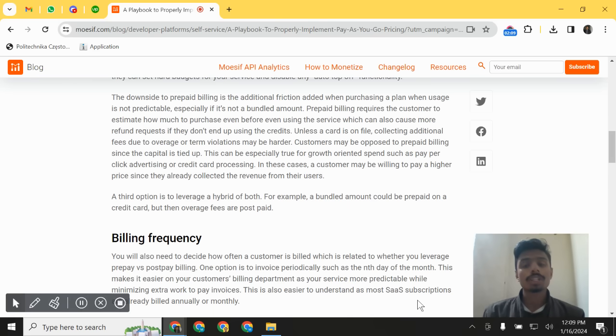Prepaid billing requires the customer to estimate how much to purchase even before using the service, which can also cause more refund requests if they don't end up using the credits, unless a card is on file. Collecting additional fees due to overage or term violations may be harder. Customers may be opposed to prepaid billing since the capital is tied up.